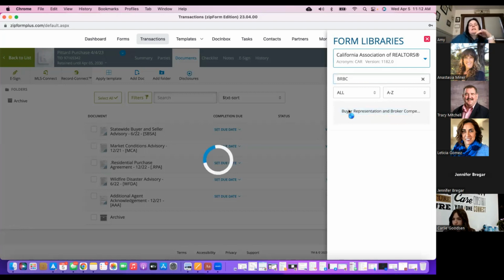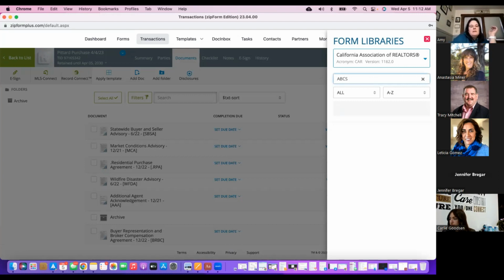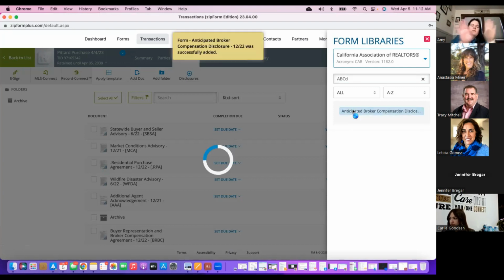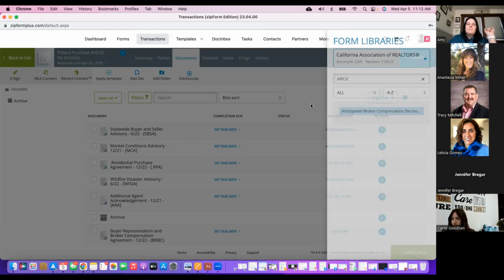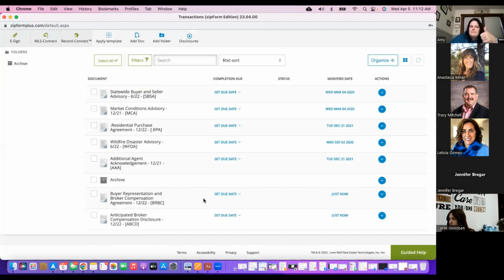Once I click on this and it adds it to my transaction, it's going to highlight it blue so that I know it's in there. And while I'm in these forms, I'm going to go ahead and add that ABCD form, which is the, oops, I can't type. I can spell, but I can't type. The anticipated broker compensation disclosure. Okay, that's the form that's going to go hand in hand with our buyer representation and broker compensation form. Does everybody see how to add forms to your transaction? Yes? Anybody need help? All right.